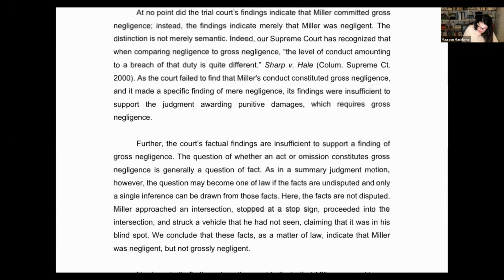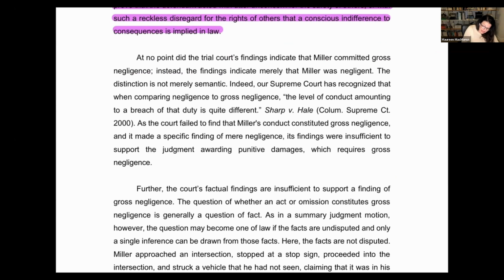And then we get into analysis. Now they're talking about what happened at the trial court. So at no point did the trial court's findings indicate that Miller committed gross negligence. Instead, the findings indicate merely that Miller was negligent. So they say that there was no gross negligence and why. When I'm looking at the analysis, I want to identify what they held regarding this issue and why.